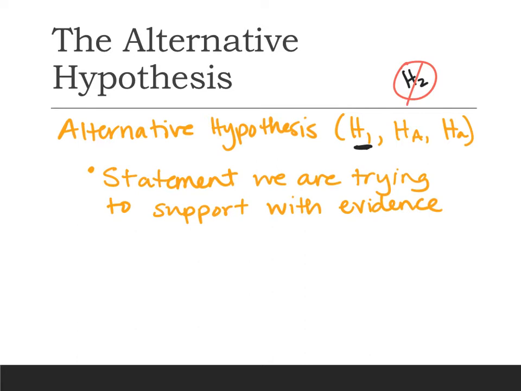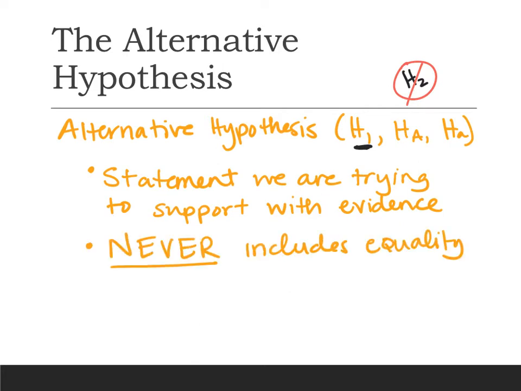And then we never include equality with our alternative hypothesis. We're never going to use equal, less than or equal, or greater than or equal. So we will not see those in our alternative hypotheses. As far as what our alternative hypothesis will look like, I'll try to use the H1. I'm used to using the H with a lowercase a, so if I do that at some point, forgive me. I'll try to be careful, though.